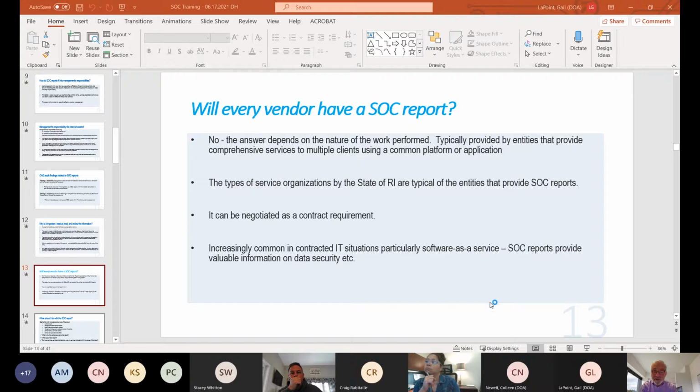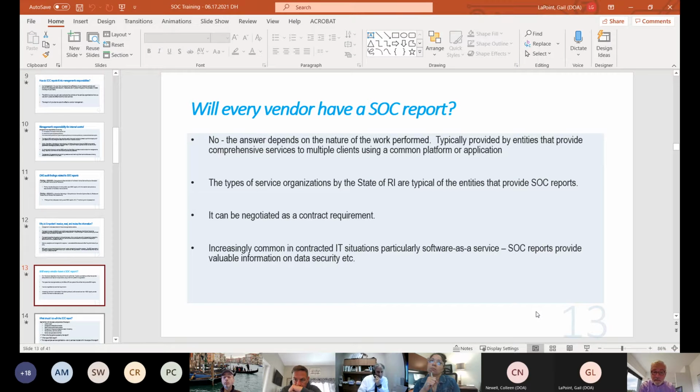So I think we've got a good cross-section of the types of entities that typically provide those types of SOC reports. It can be negotiated as a contract requirement. That's happened in a couple of cases. It can also, like in the case of the state's Medicaid Management Information System, their SOC report is unique to the state of Rhode Island instance of the MMIS that they're operating, so it covers only the state of Rhode Island. But there's literally billions of dollars that are flowing through that system, so it's something that they're willing to do as part of their contract requirement.